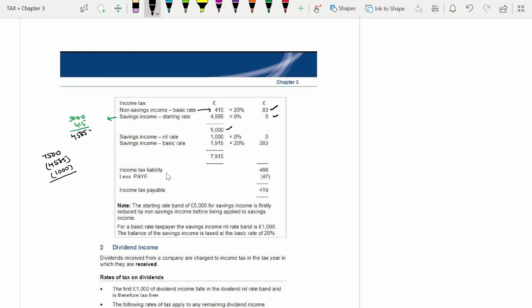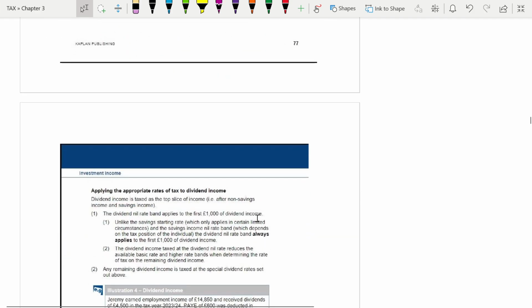7,500 minus 4585 minus 1000. It comes to 1915. 1915 will be at the rate of 20%. That is the income tax liability, and subsequently it is pay as you earn. How much have you paid? 47. Is that the income tax liability going to be? Right? This is the basic thing which we have to work out.